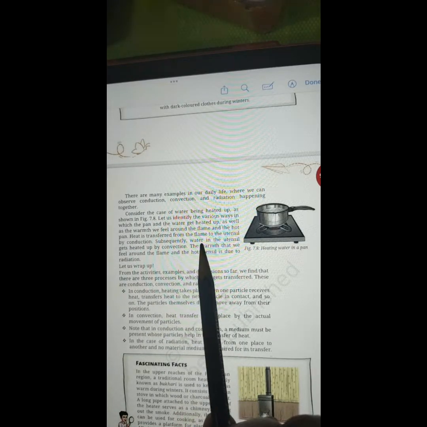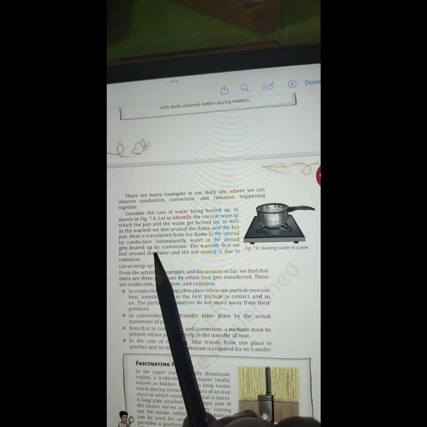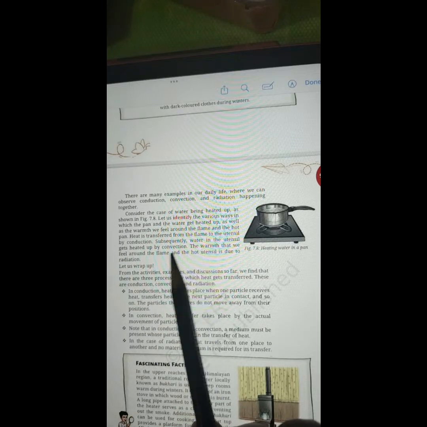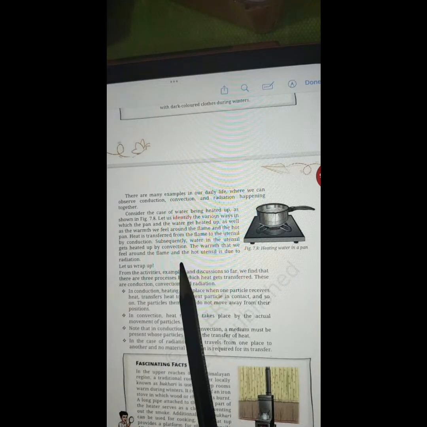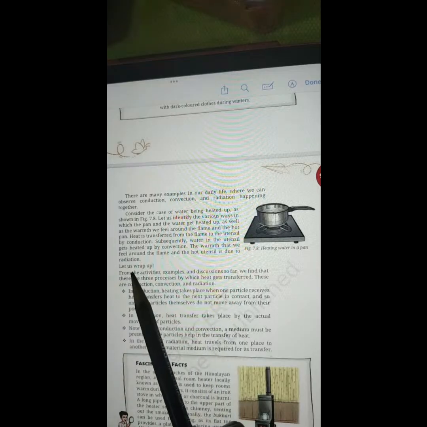Heat is transferred from the flame to the utensil by conduction. Subsequently, water in the utensil gets heated up by convection. The warmth that we feel around the flame and the hot utensil is due to radiation.